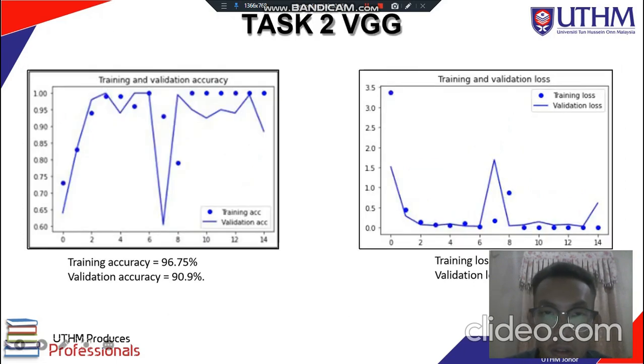For task 2 using VGG, training accuracy is equal to 96.75%. The validation accuracy is equal to 90.9%. For the training and validation loss, training loss is equal to 9.21%. Validation loss is equal to 30.17%.